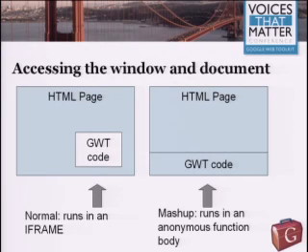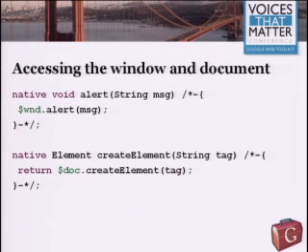So GWT's solution to this is a couple of special variables that are available in JavaScript code, $wnd and $doc. Anytime you're handwriting a native method and you need to refer to the window or the document, just use these variables and you'll be sure that no matter what the deployment scenario is, they'll be set up to be the correct window and the correct document.